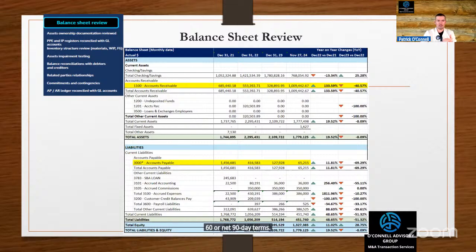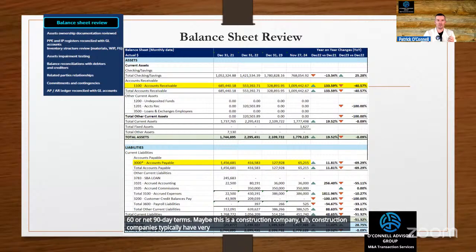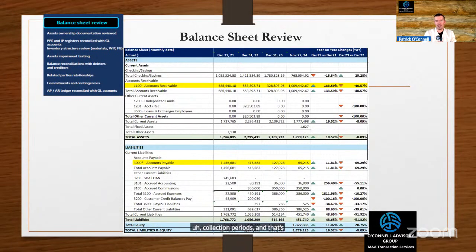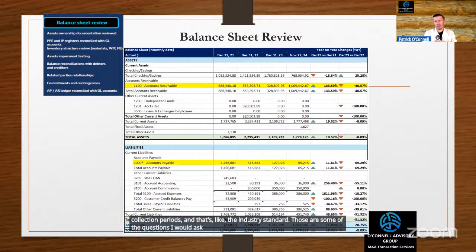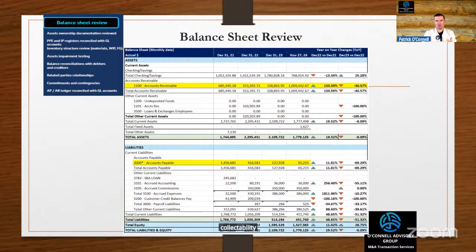Maybe this is a construction company. Construction companies typically have very long collection periods, and that's the industry standard. Those are some of the questions I would ask, and you want to ask them in a way of collectability, but also like, what's changed with the customers?